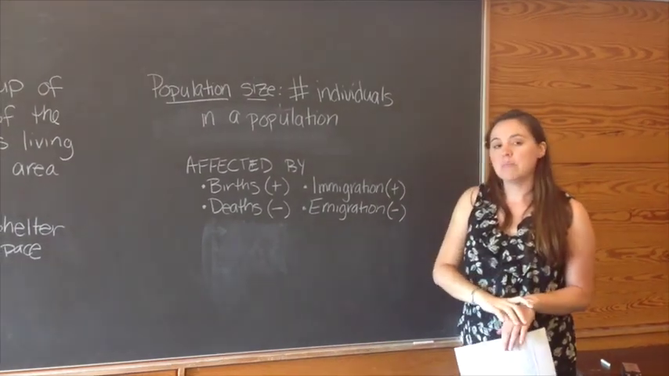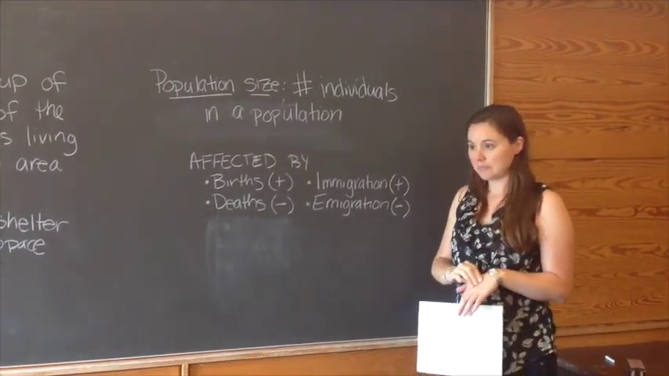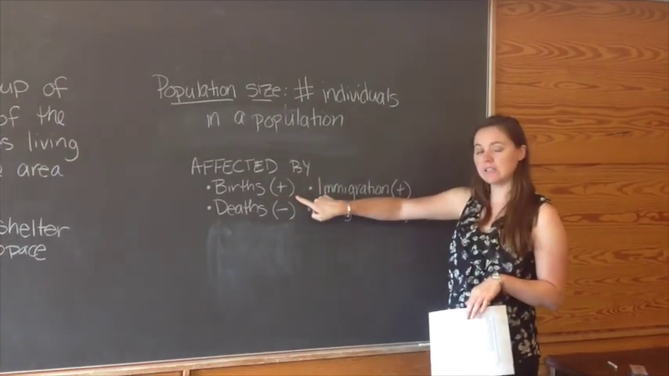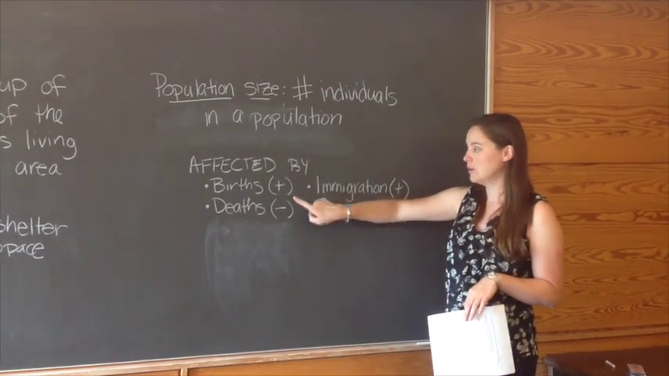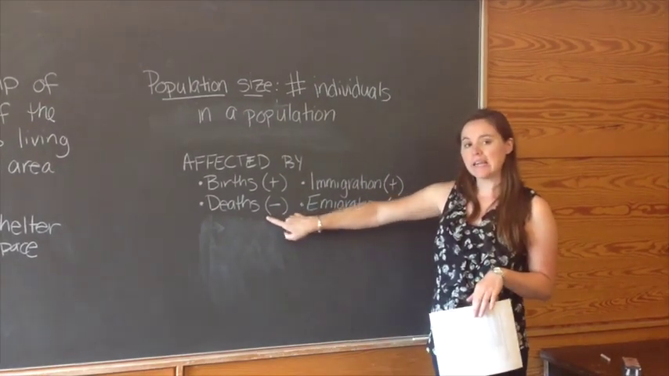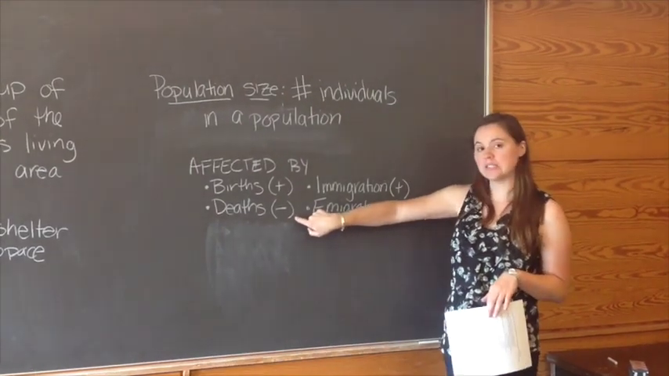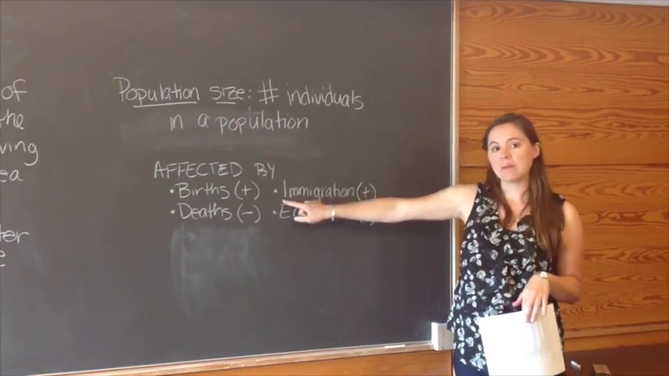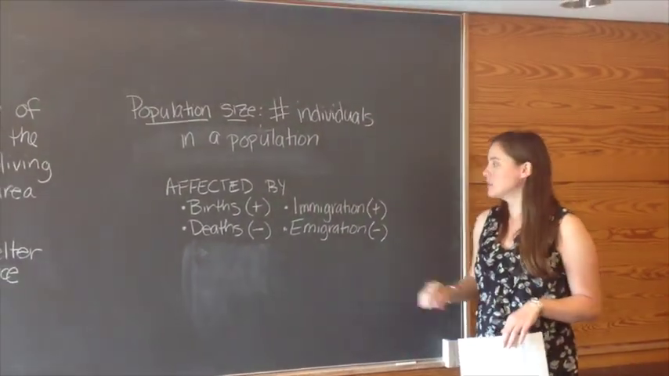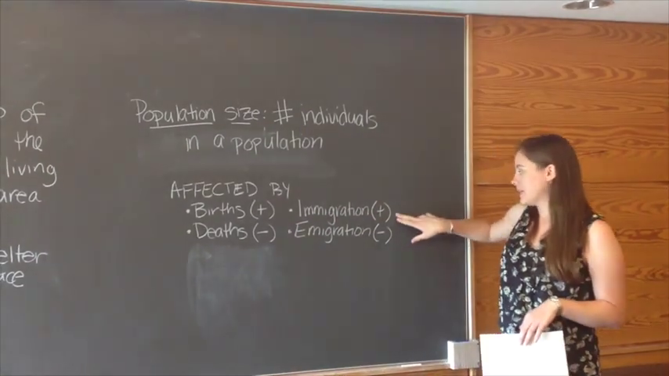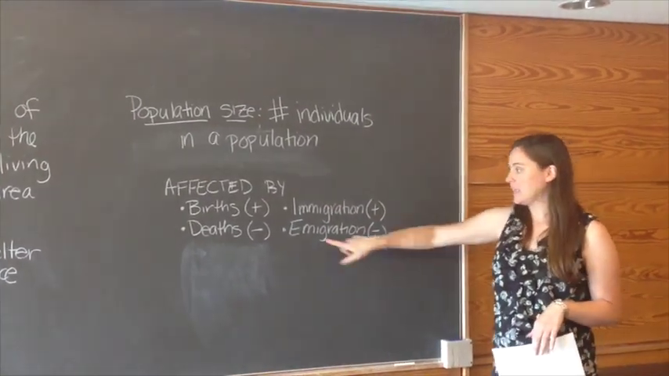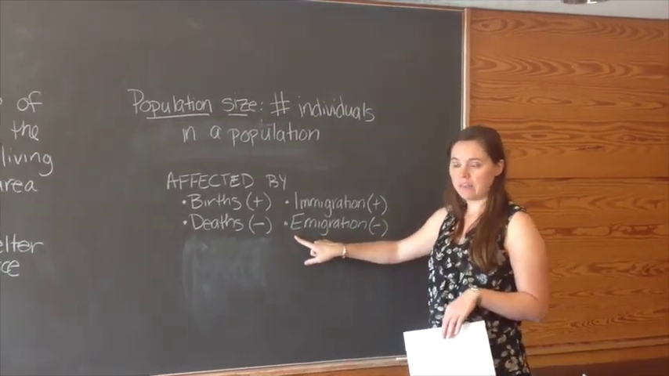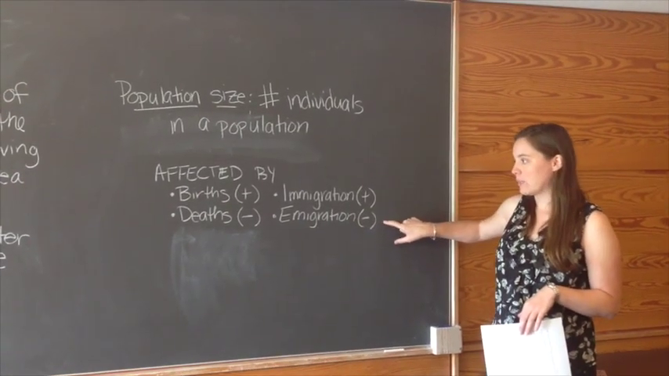Population size is the number of individuals in a population. This is influenced by four things: births, which positively affect or cause population growth; deaths, which negatively affect the population or cause a population decline; immigration, with an I, means that individuals are coming into the population. So I is for in, and that's positively affecting or causing population growth; and emigration, with an E for exiting, so individuals are exiting the population when they emigrate. So it's a negative effect on the population.